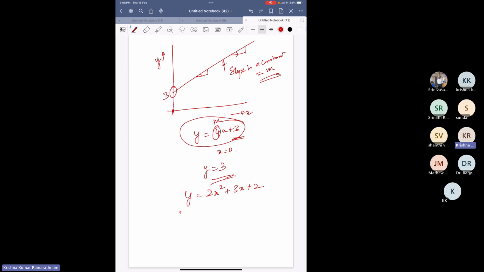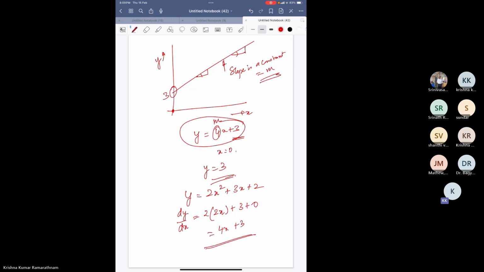So what is dy by dx? Can someone help me? 2 is a constant. For x squared, it is 2x into 2, so 4x into x to the power 2 minus 1, which is 1, so it is x. Clear? Plus 3x. What happens to 3? It is 0, because the derivative of a constant is 0. That's all. So this is equal to 4x plus 3.